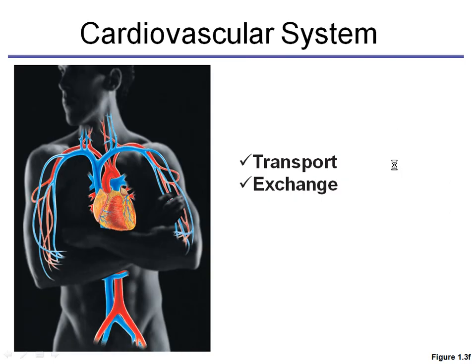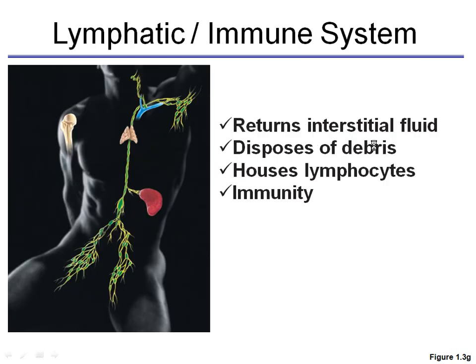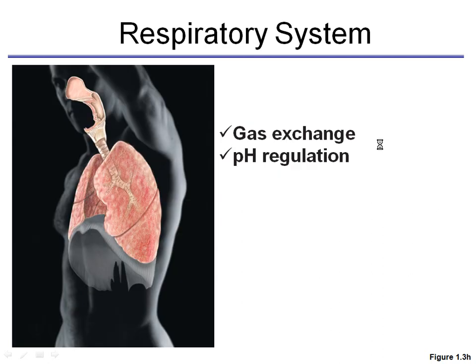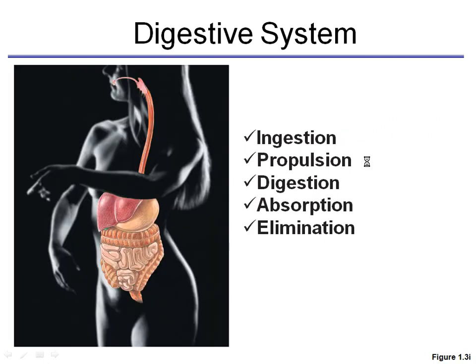Your cardiovascular system is all about transport and exchange. Your lymphatic and immune system is your other circulatory system, in quotation marks. It returns the fluid that leaks out of your cells. It disposes of debris. It houses white blood cells for your immune response. Your respiratory system is all about gas exchange and pH regulation. Your digestive system is the ingestion, propulsion, digestion, absorption, and elimination of molecules.